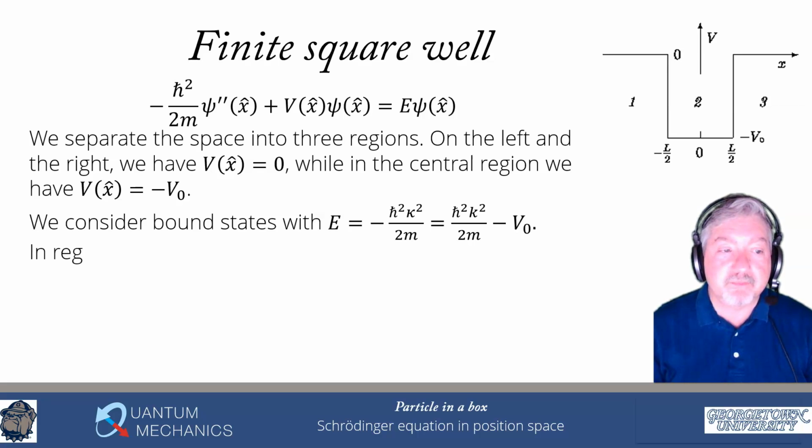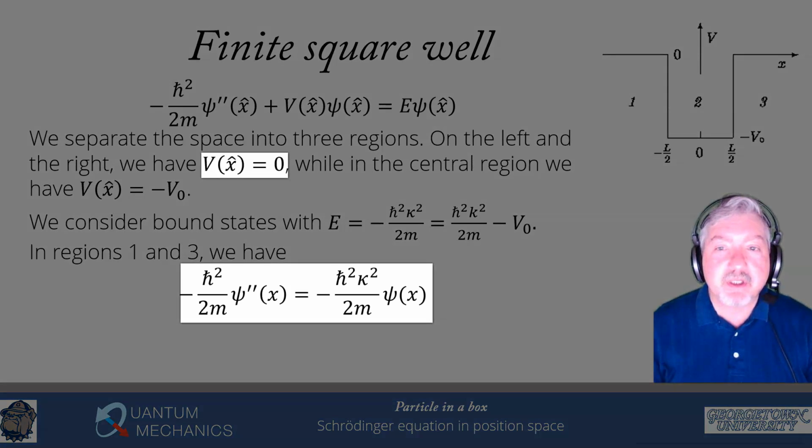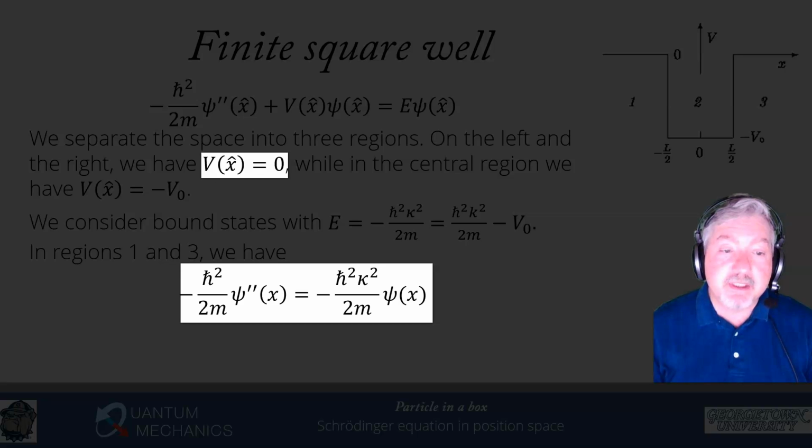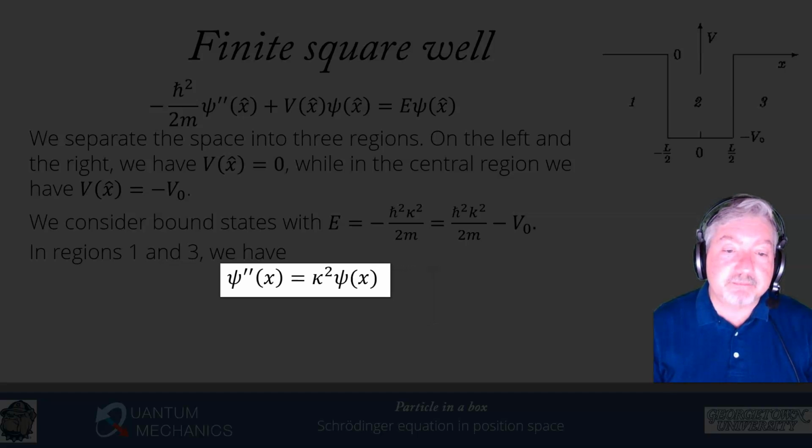Now, in regions 1 and 3, we have a differential equation where V is equal to 0. So this is easy to write down. We have minus h bar squared over 2m psi double prime of x is equal to minus h bar squared kappa squared over 2m psi of x. I simply took E and wrote it in terms of the first form. You also can see I can divide both sides by minus h bar squared over 2m. And if I do that, you see I'm going to get psi double prime is equal to kappa squared psi of x. That's a positive number times psi of x.